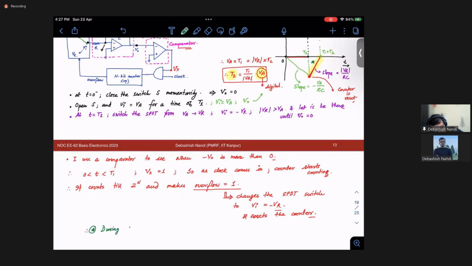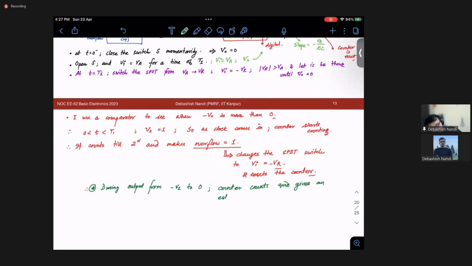During output, from minus V1 to 0, the counter counts and gives an estimate of T2. Okay.